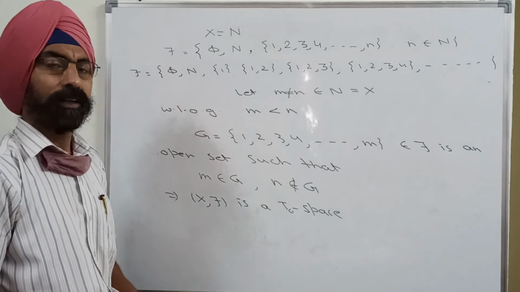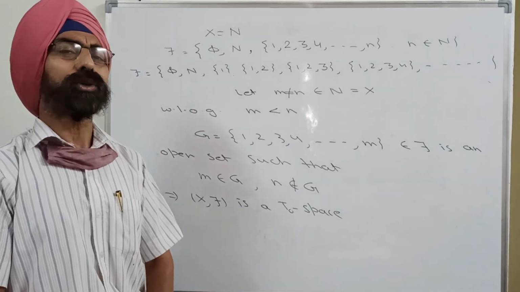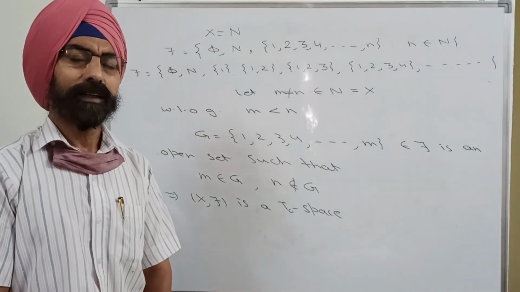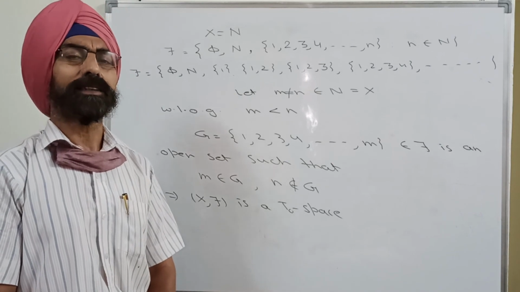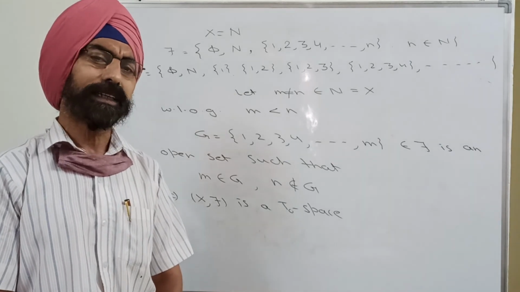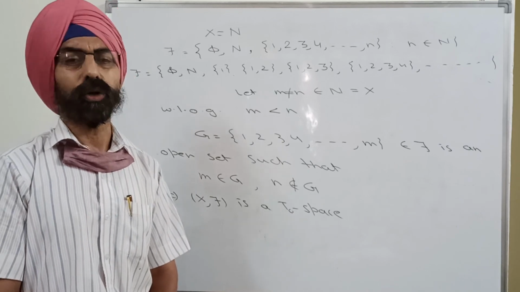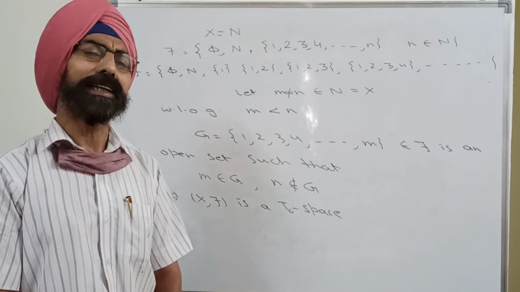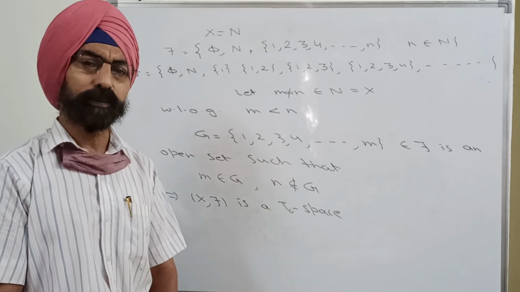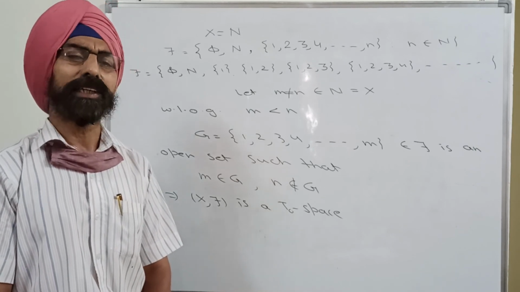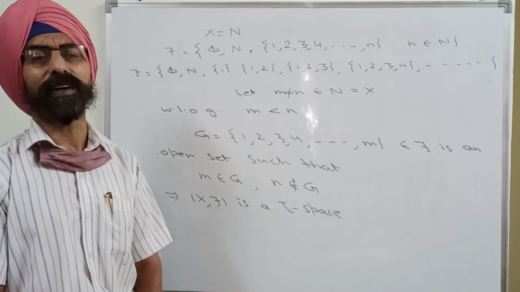So I'd like to stop this video here. In the next video we will learn something more about T0 spaces, and then we will start with T1 spaces known as Fréchet spaces, and then T2 spaces known as Hausdorff spaces, and so on, T3, T3 and a half, T4, T4 and a half, T5 spaces.